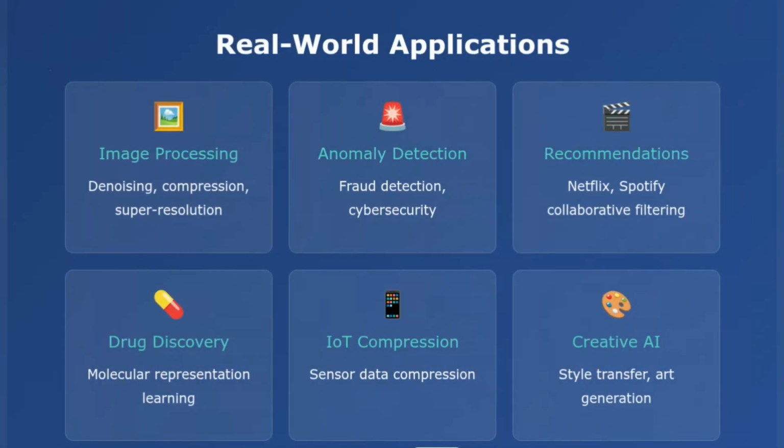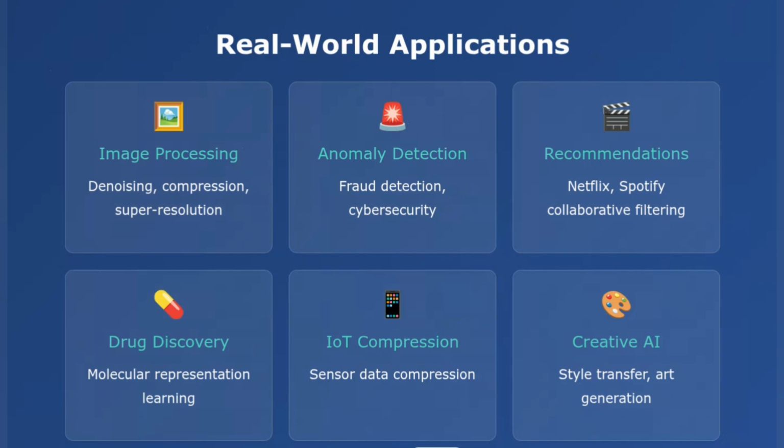Image processing. Autoencoders excel in image denoising, super resolution, and compression. Companies like Netflix use them for video compression algorithms. Anomaly detection. In cybersecurity and fraud detection, autoencoders learn normal patterns. Anything that doesn't reconstruct well is flagged as anomalous.